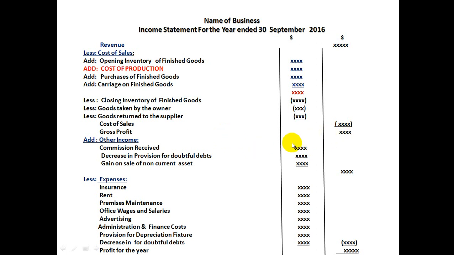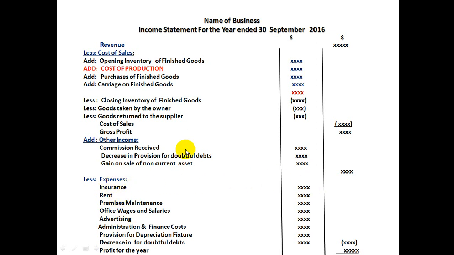To gross profit, we add any other incomes. Common examples of other incomes for a manufacturing business could be commission received, rent received, decrease in provision for doubtful debt, gain on sale of non-current asset. If we have any other incomes, they will be added and their total is to be written here, which will finally be added to gross profit.